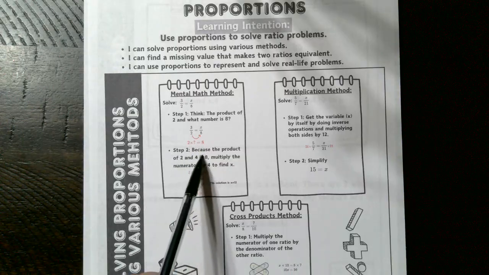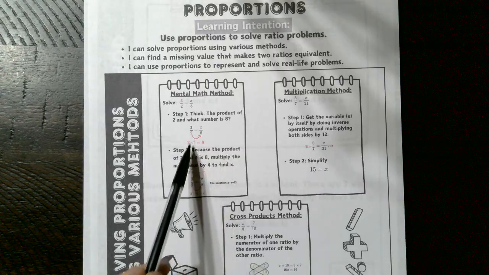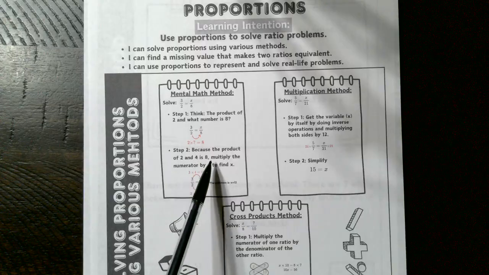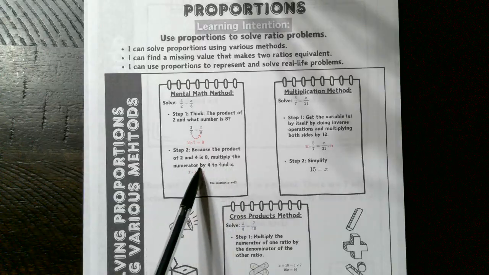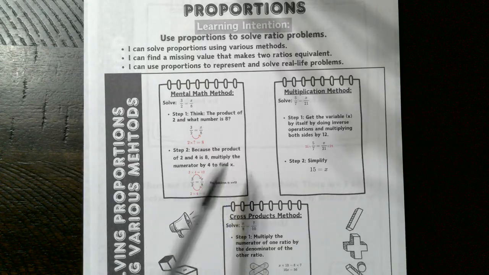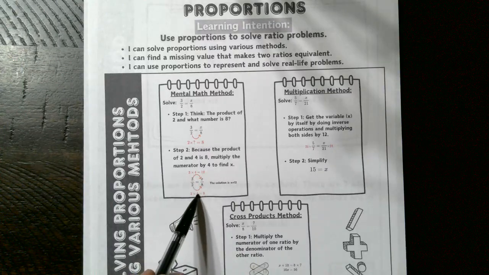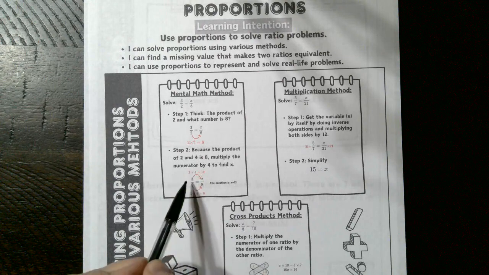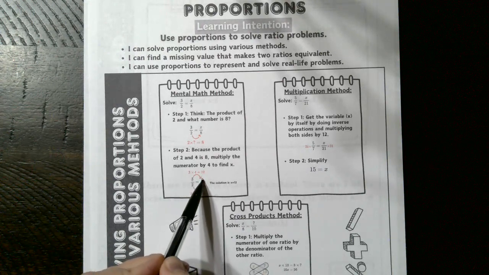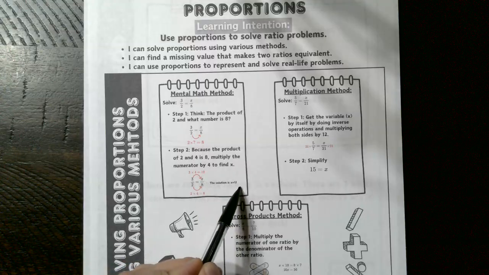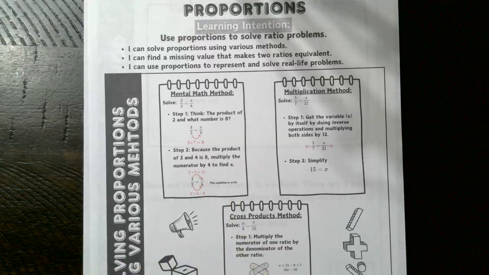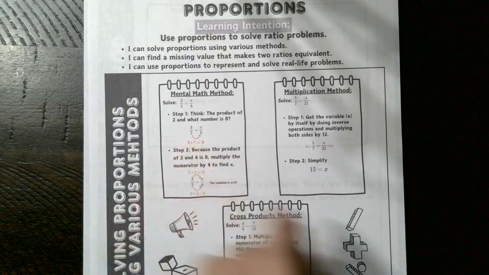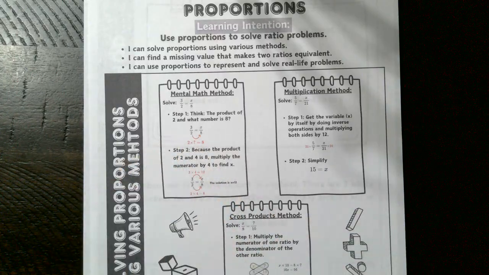Step two is, because the product of 2 times 4 is 8, I'm going to multiply the numerator by 4 to find x. So since I know 2 times 4 makes 8, whatever I do to this side, I'm going to do to the top. So then I can say 3 times 4 is 12. Therefore, the solution is x equals 12. Okay, so I was able to do that in my head. I know 2 times 4 is 8, so 3 times 4 is 12, x equals 12.